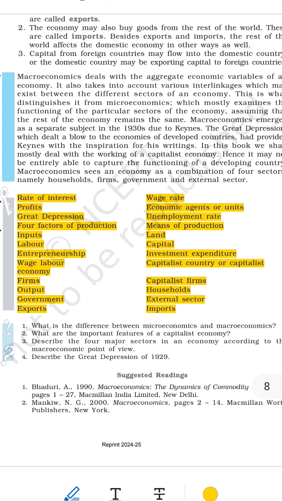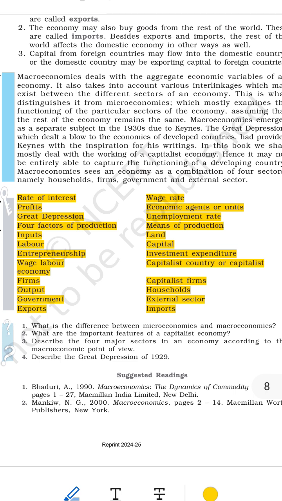Of course, I'll now give you the NCERT style definitions for each term you gave, as used in official NCERT economics books, like Class 11 and Class 12 economics. Let's go through them one by one. Definitions. Rate of interest: the rate of interest is the price paid for the use of borrowed money, usually expressed as a percentage per annum.